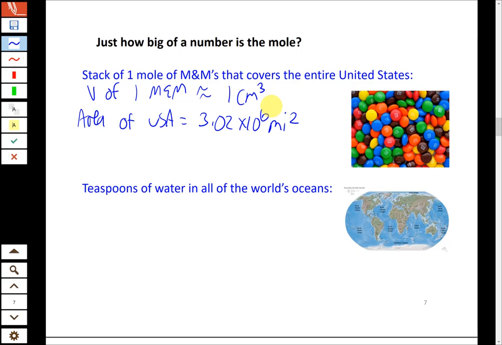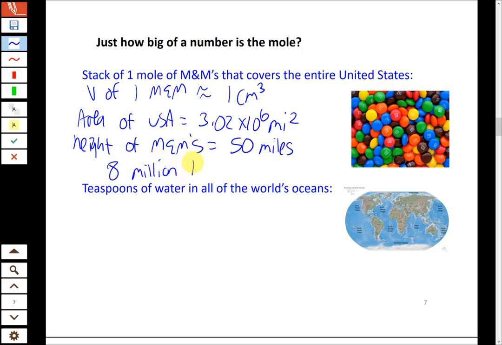Any guesses? 10 layers. Okay, we're going with 10 layers. I think you undershot a little bit. So it turns out that the height of the stack of M&Ms, I don't even know how many, I have the number of layers here in a second, but it's going to be 50 miles tall. And that corresponds to 8 million layers. Yeah, so hopefully you understand how big the mole is now from that.